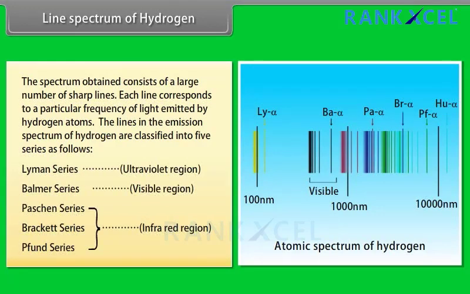Lyman series, it is in ultraviolet region. Balmer series, it is in visible region. Paschen series, Brackett series and Pfund series, these are in infrared region.